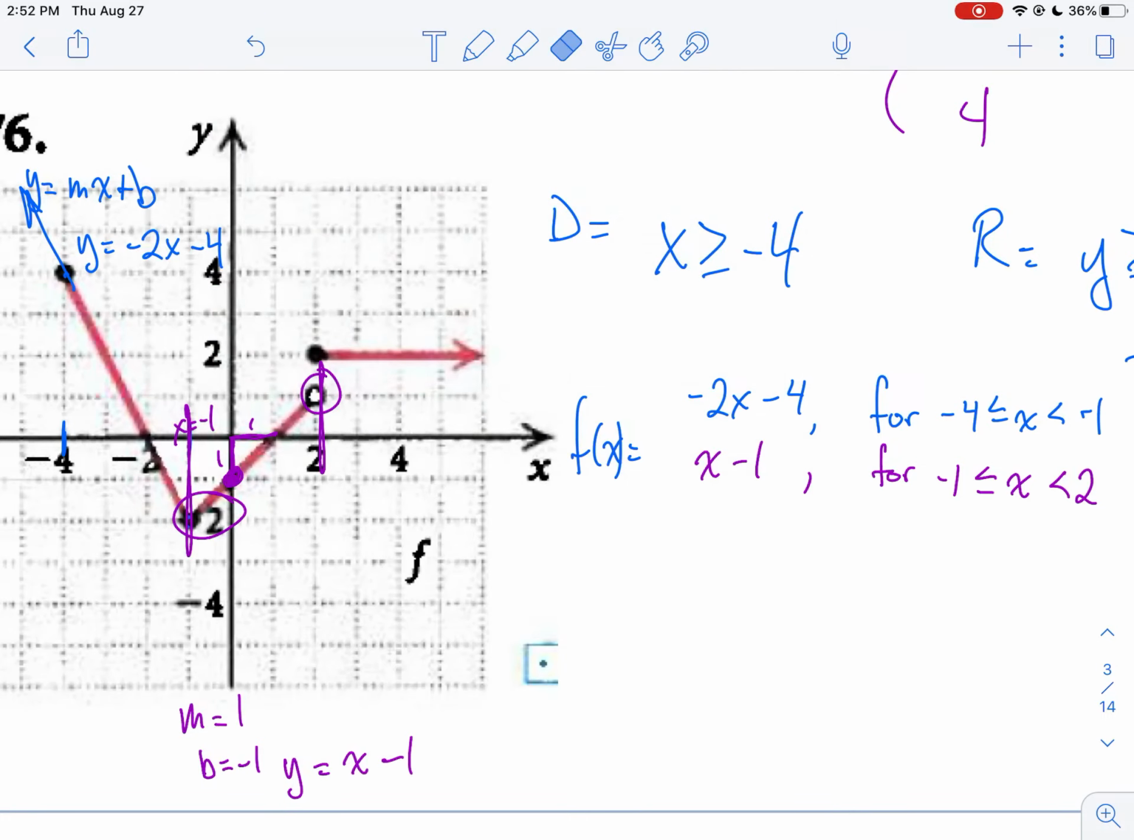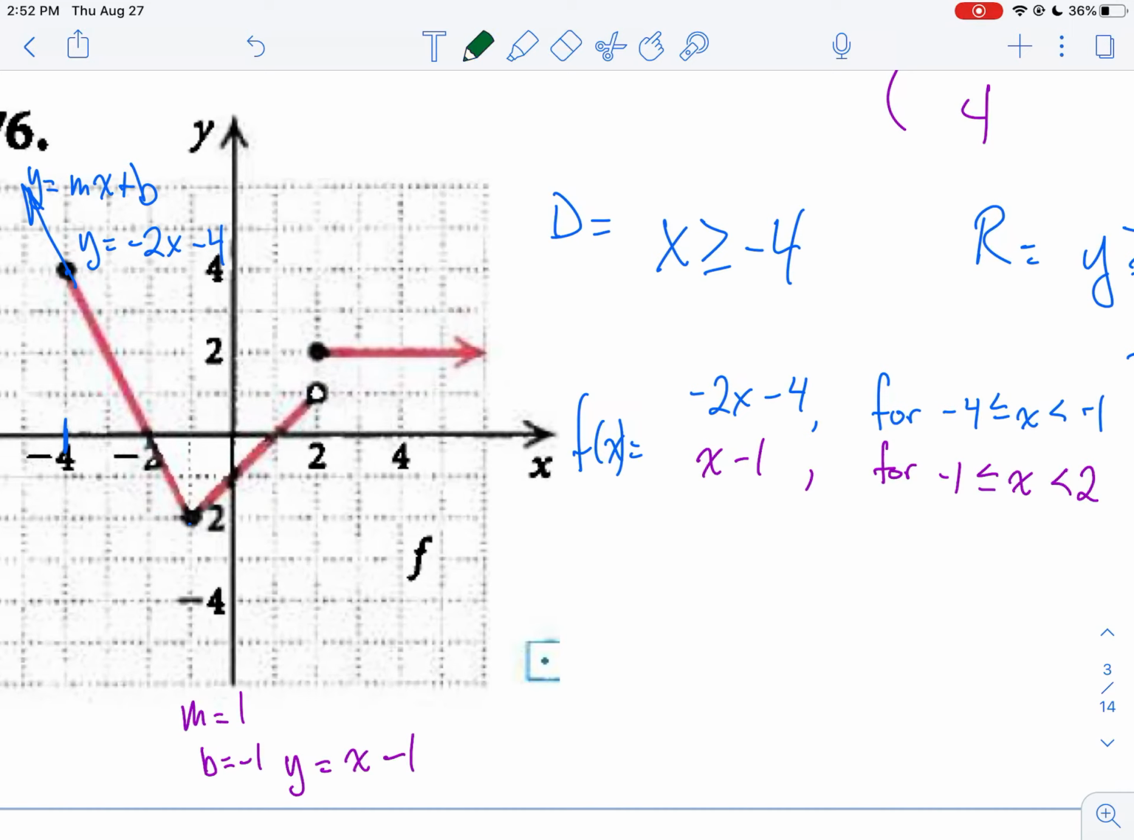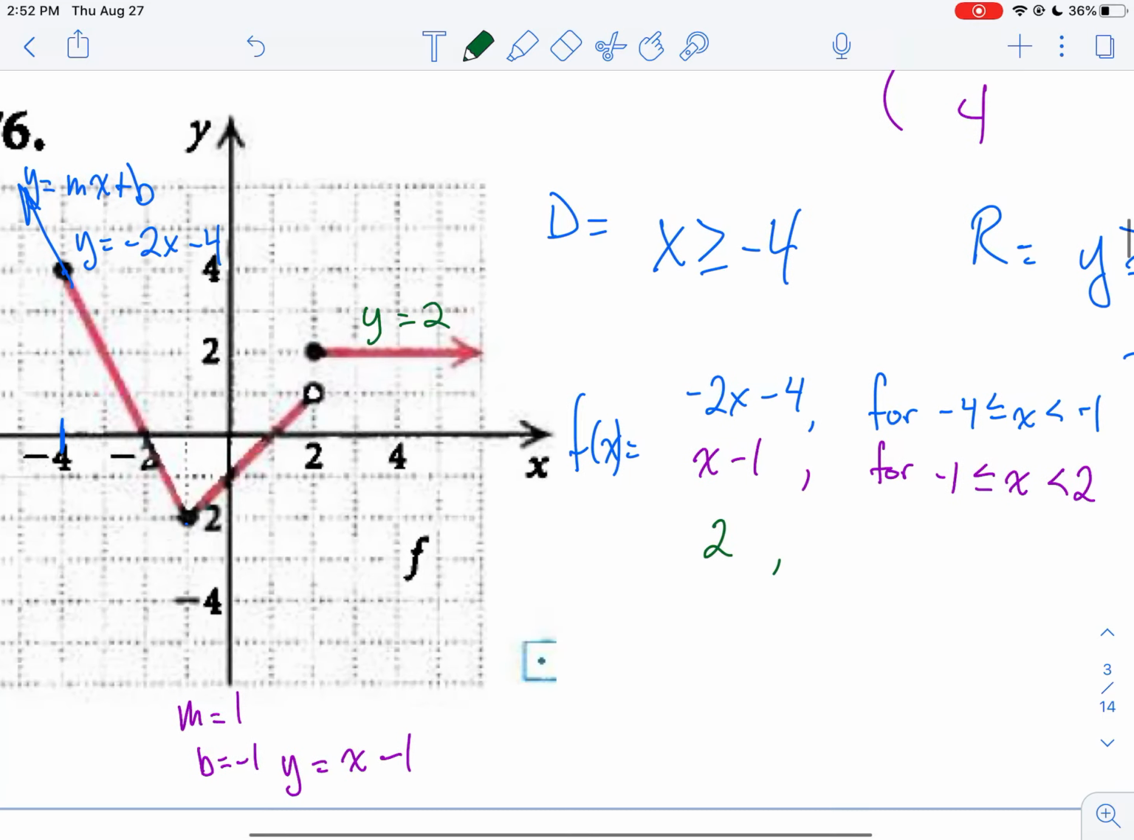All right, let's take a look then at this last part. This part is a horizontal line at 2, so it's just the equation y equals 2. So this third piece is y equals 2, and that's for which x values? For any x value greater than or equal to 2. And so this piecewise function has 3 pieces. A piecewise function could have 3, it could have 6, it could have 10. Doesn't matter.